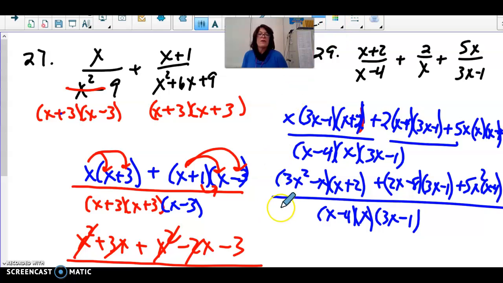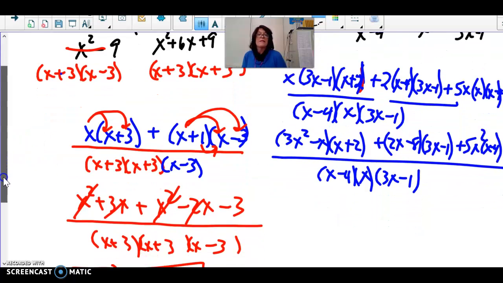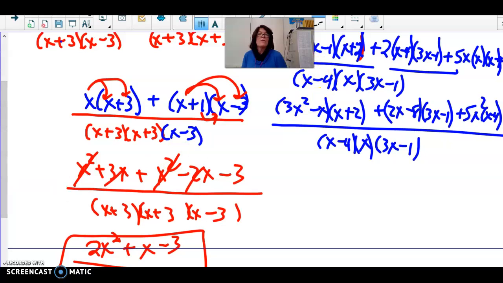Okay, this is where we left off. Hopefully you had some time to get this copied down. Okay, we have 3 different denominators this time. So when we multiplied, first we just took the x through, and now we'll take that times the x plus 2. We took the 2 through the x minus 4, and now we'll have to take that times the 3x minus 1. We took 5x times x and got 5x squared, and now we'll have to multiply that by the x minus 4. Okay, so of course this is going to take some foiling.